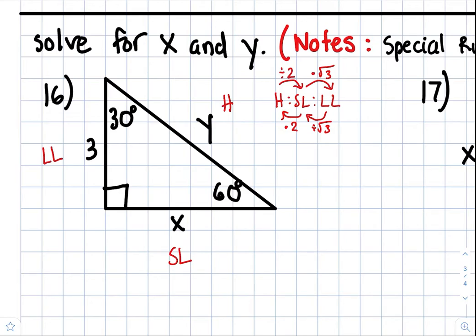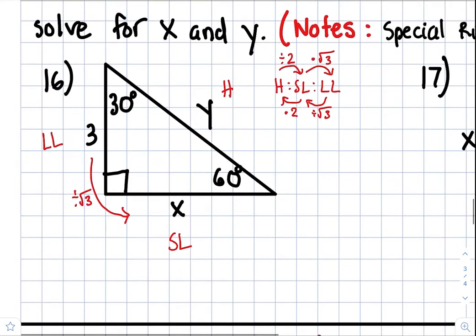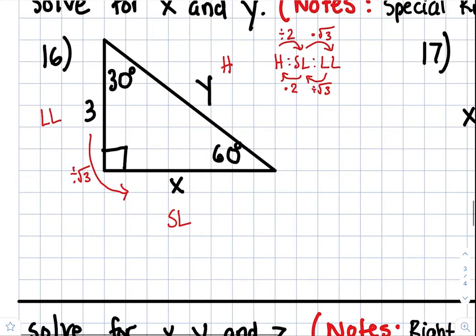Now, we have information at the long leg. So, long leg to short leg, we gotta divide by the square root of 3. So, 3 divided by the square root of 3. Now remember, you cannot have a square root on the bottom, so to get rid of that, you need to multiply top and bottom by that same square root.